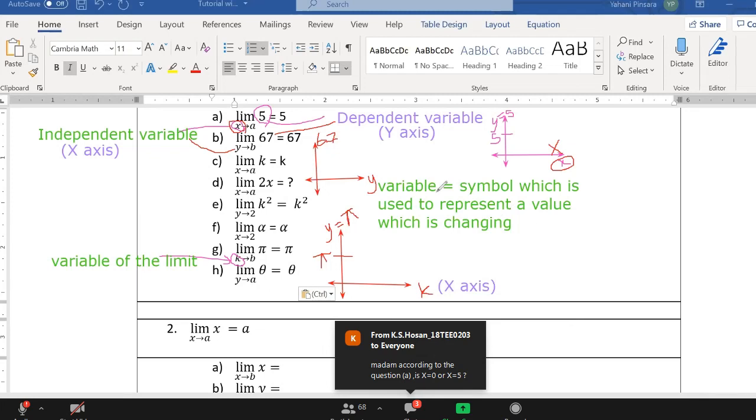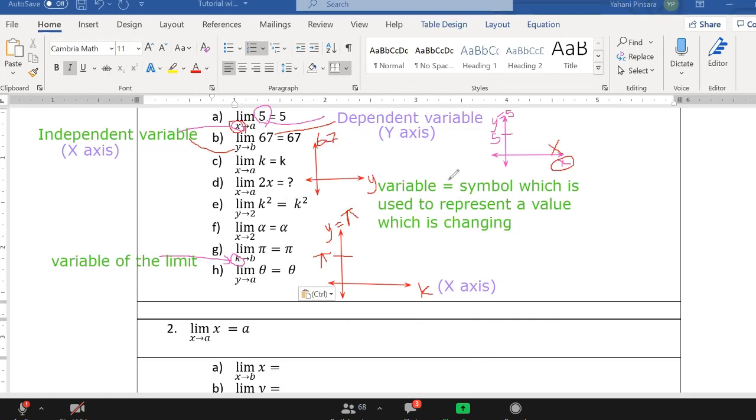So in part A, x is not equal to 0 or x is not equal to 5. Here in part A, x is a variable, right? It doesn't have any constant value, any exact value. It is changing all the time. Okay, so we can't say x is equal to 0 or x is equal to 5.